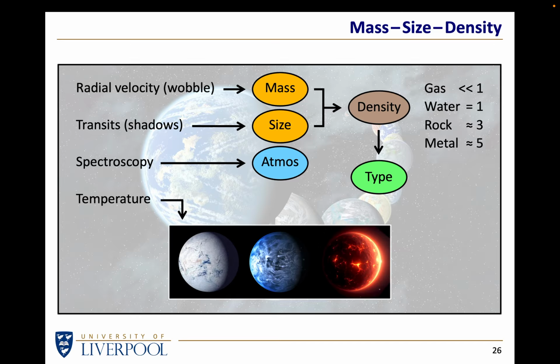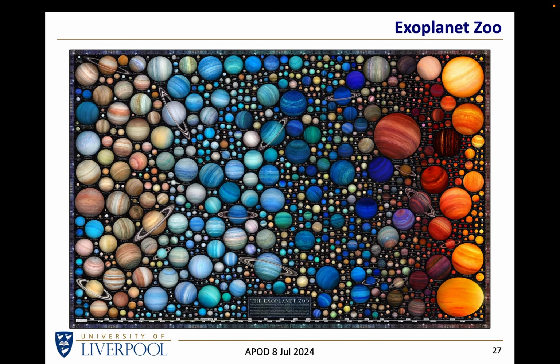If it's a rocky planet but very close to its host star, is it more likely to be a lava world, for instance? With all of these little bits of information, they all contribute to the jigsaw and build up a picture of what that exoplanet might look like. And that has allowed us to build up the exoplanet zoo.